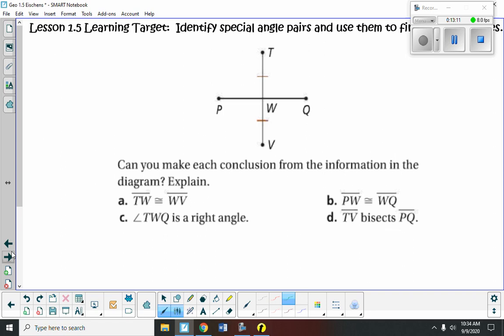All right, next problem. Can you make each conclusion from the information in the diagram? So let's look at this diagram. We have line segment PQ, line segment TV, and it says that segment TW, which is this one, is congruent to line segment VW. Well, we have the little tick marks, and remember that means that this length is equal to this length, and so if the lengths are the same, then the segments are congruent. So yes, the reason would be equal lengths.